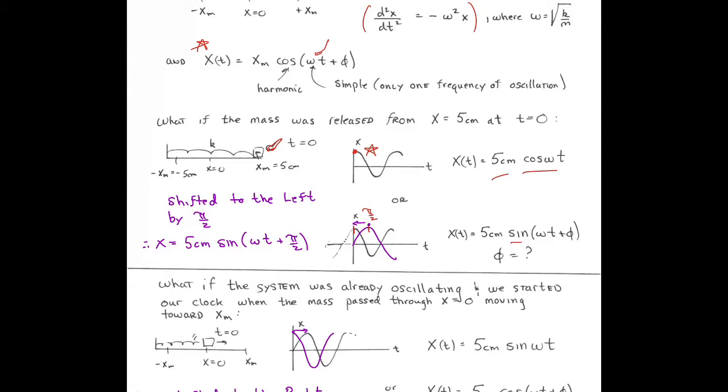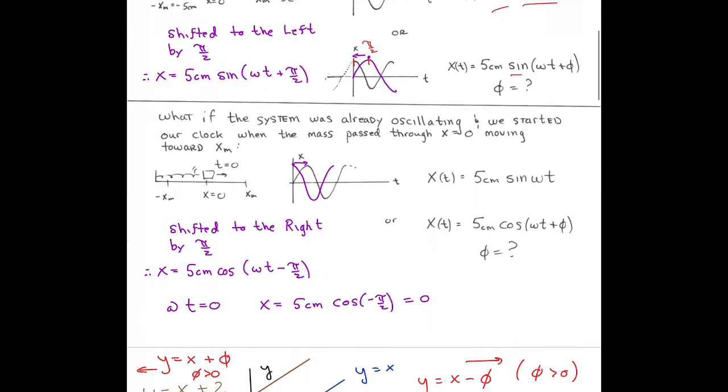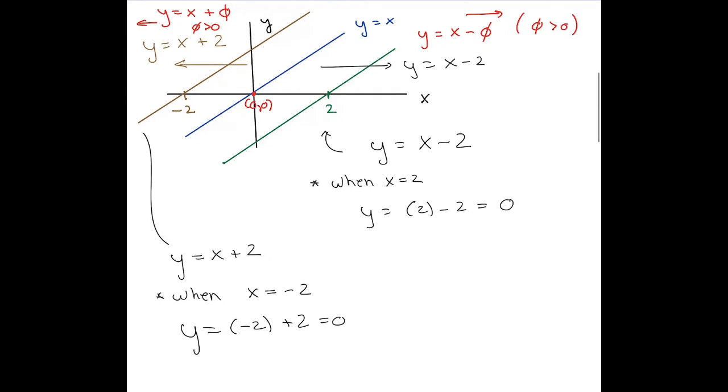But is it shifted over plus pi over 2 or minus pi over 2? Now we got to go back to algebra. Let's say I just have a graph of y equal x, regular xy plane, goes right through the origin right there. Now let's say I draw this green line, that one right there, and it passes through x equals 2. I claim that that's written as y equal x minus 2. Now, how do I know that? Well, when I put in x equal 2, I get 2 minus 2 is 0. So sure enough, when x is 2, y is 0.